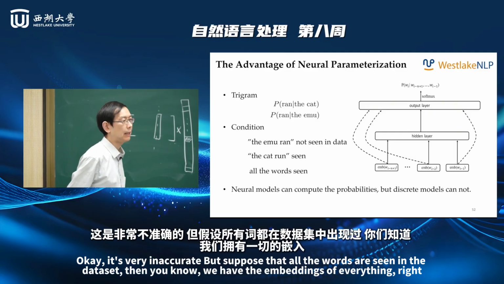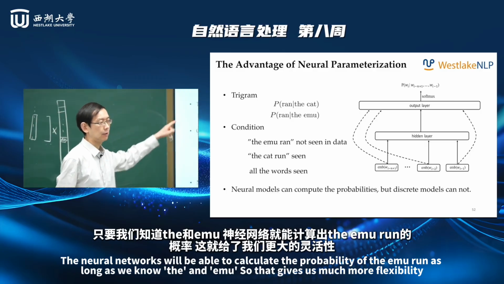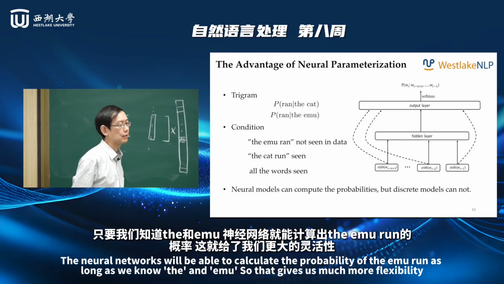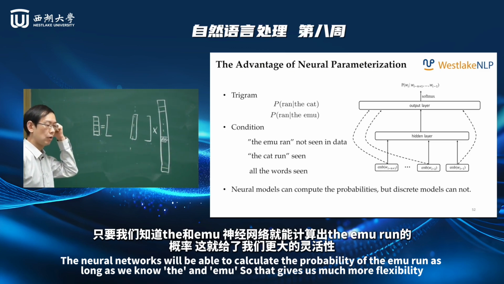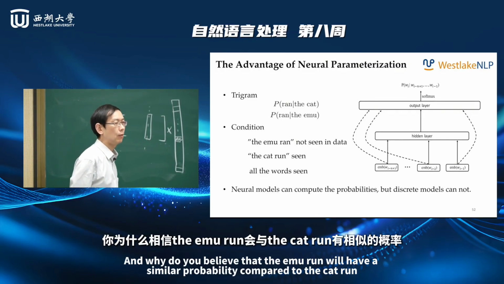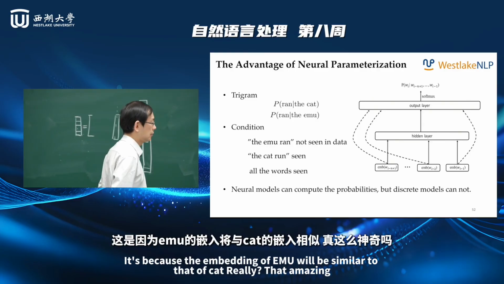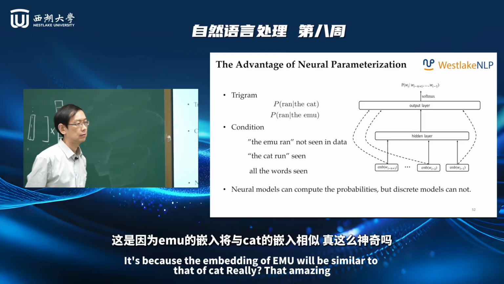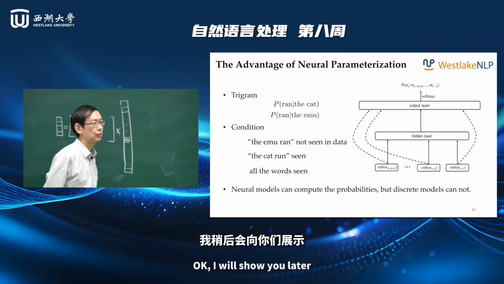But suppose that all the words are seen in the data set. Then we have the embeddings of everything, and the neural network will be able to calculate the probability of "the emu run", as long as we know "the" and "emu". That gives us much more flexibility. And why do you believe that "the emu run" will have a similar probability compared to "the cat run"? It's because the embedding of emu will be similar to that of cat. Really? That amazing? I will show you later.